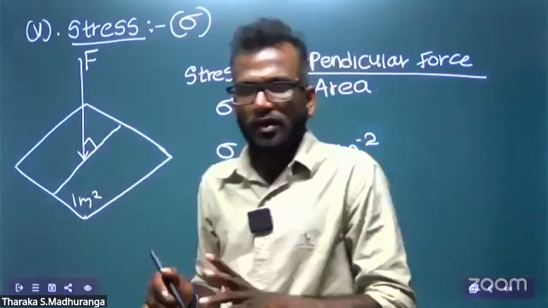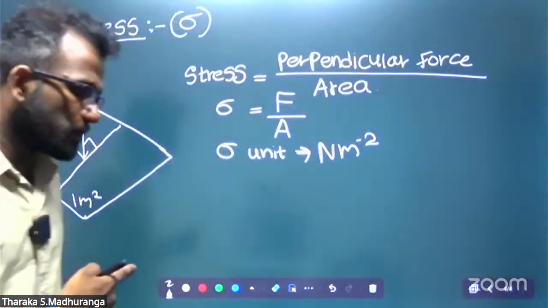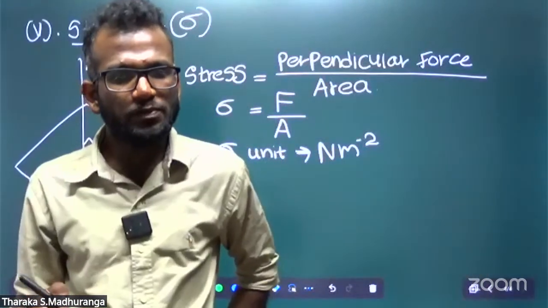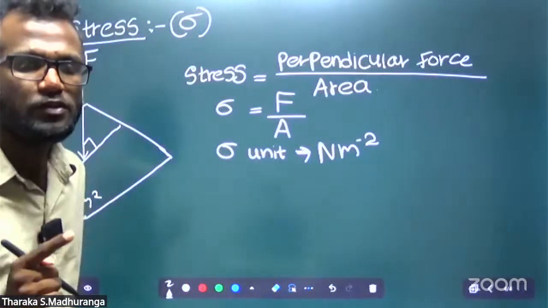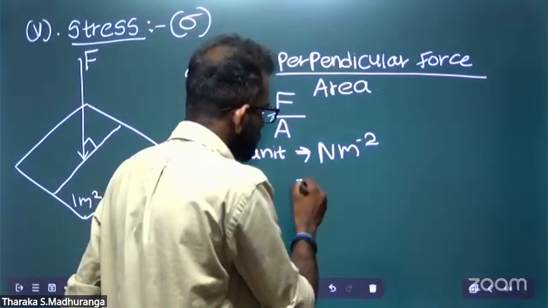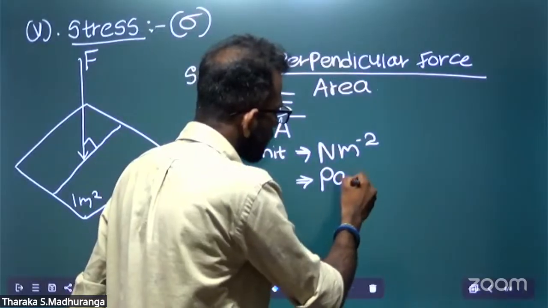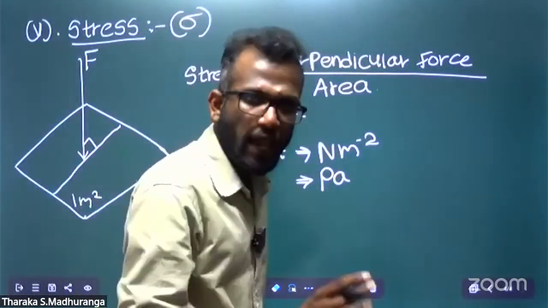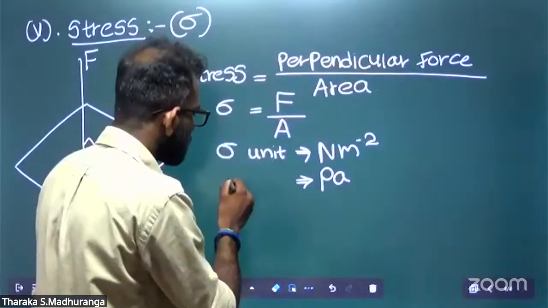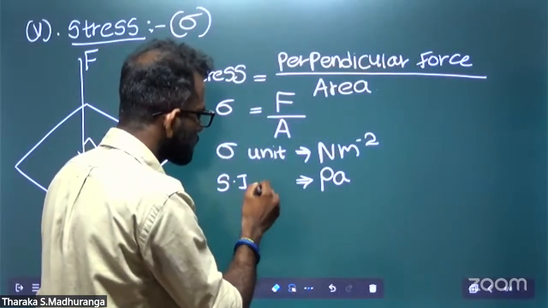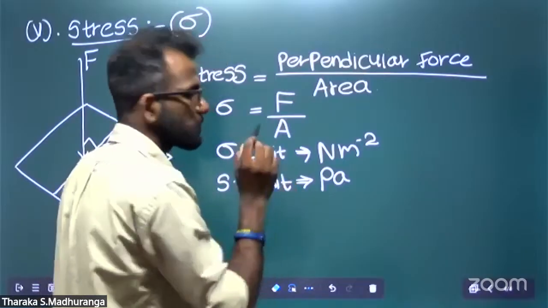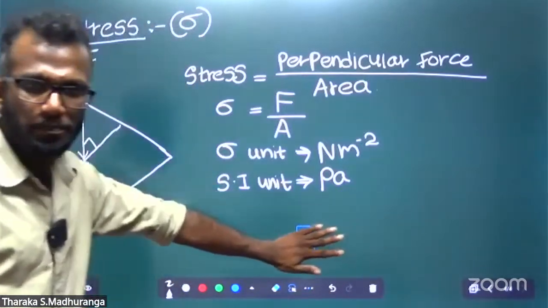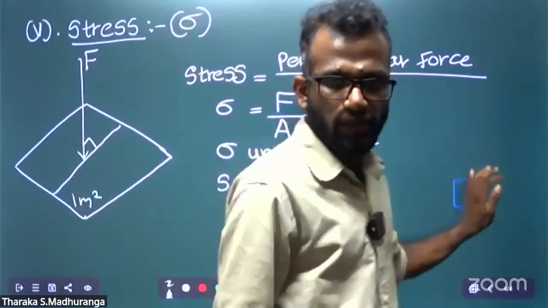Now, I think you have not yet done the fluid mechanics pressure lesson, no? In the pressure lesson, we discussed that 1 Newton per square meter is equal to 1 pascal. Therefore, the standard unit is pascal, not Nm^-2. The Nm^-2 is a unit, but the standard SI unit, standard international unit, is pascal. That we also use. It is the same as pressure.